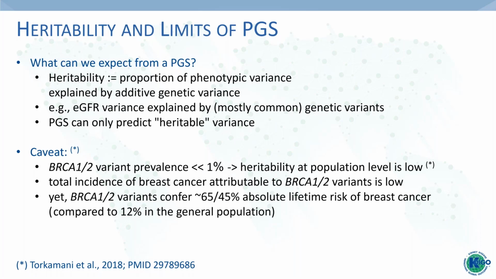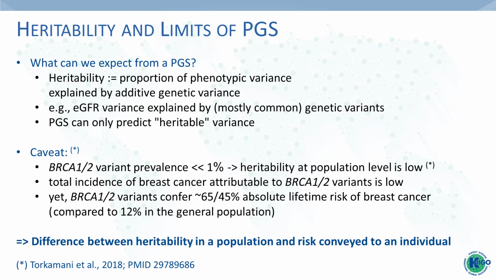BRCA1 and 2 variants have a prevalence much lower than 1%. So these variants explain only a small fraction of breast cancer heritability at population level. In different words, the total incidence of breast cancer attributable to BRCA1/2 variants is low. Yet, for a given BRCA1/2 positive female, these variants confer a substantial absolute lifetime risk of breast cancer, a risk that is much higher than the risk for breast cancer in the general population, which is approximately 12%.